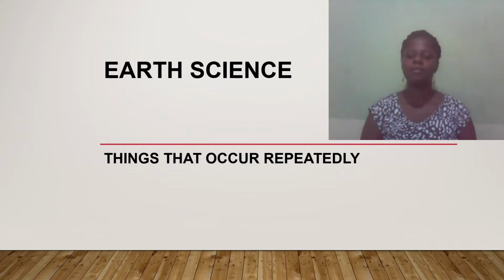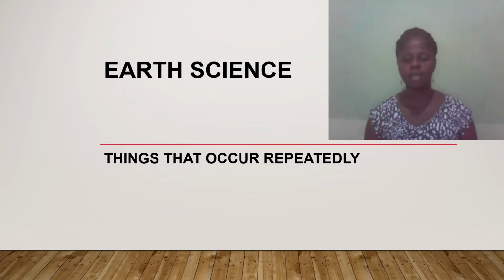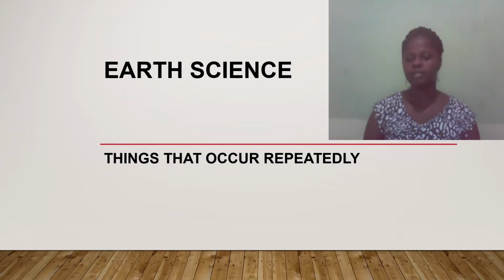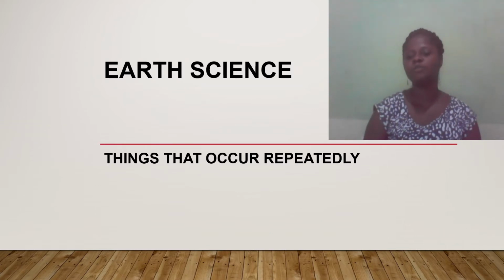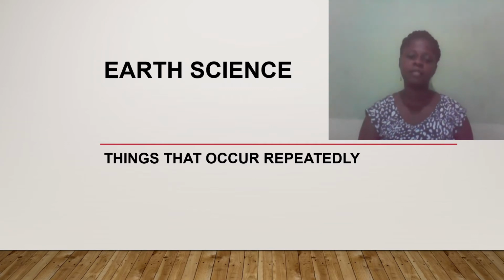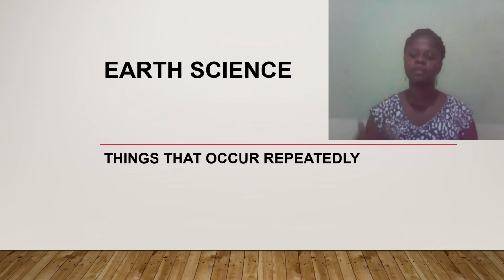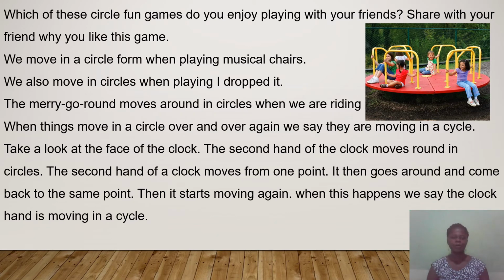Today our lesson is going to be on earth science. We are going to be discussing earth science, and because the topic is broad, we have divided it into four. Okay, now this is the first part, and the first part is going to talk about things that occur repeatedly. Things that occur repeatedly. Okay, now there are so many things that we play around with that occur repeatedly.